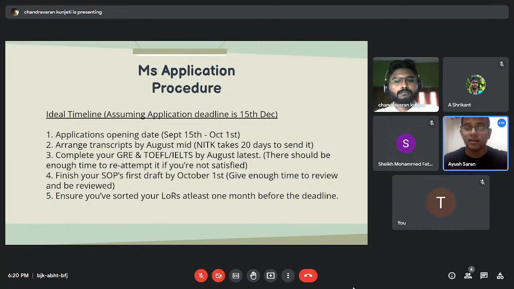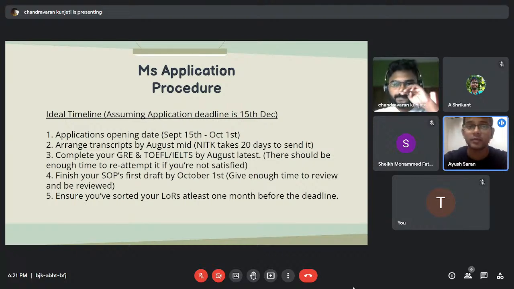So make sure that at least all the LOR things are sorted 1 month before, because it takes about a month's time for you to keep sending reminders and for them to finally upload it on the portal. So to give you a fair estimate of what happened with me, I'd finished my entire application. All the documents were ready, all the SOPs were ready, and I was satisfied with the SOPs by November end. So that gave me 15 days. But even then, the LORs were submitted by around December 10th and December 12th, which is just 3 days before the deadline. So it was cutting it pretty close actually.